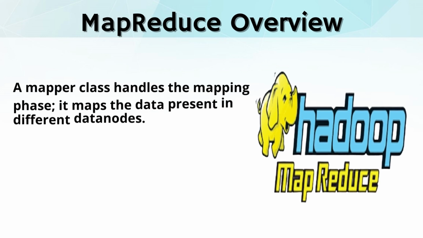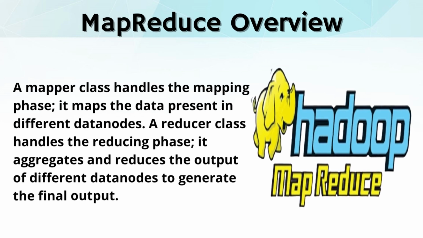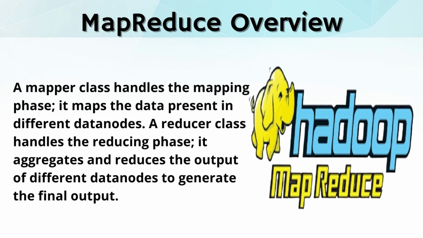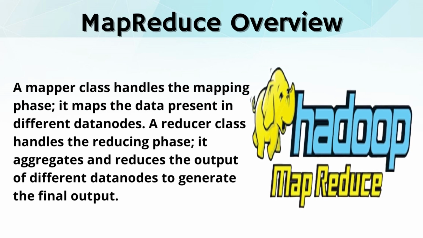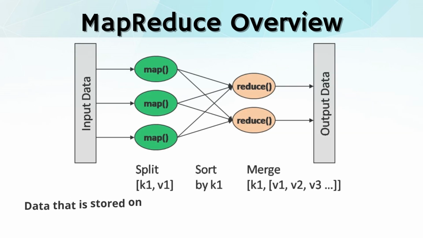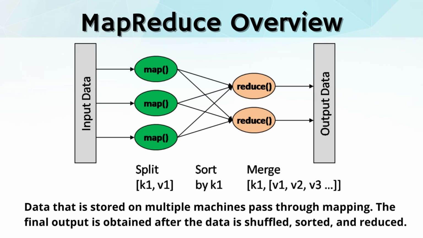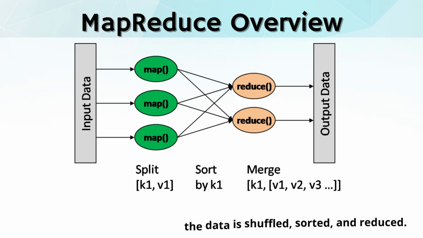A mapper class handles the mapping phase; it maps the data present in different data nodes. A reducer class handles the reducing phase; it aggregates and reduces the output of different data nodes to generate the final output. As you can see in this image, data that is stored on multiple machines passes through mapping. The final output is obtained after the data is shuffled, sorted, and reduced.